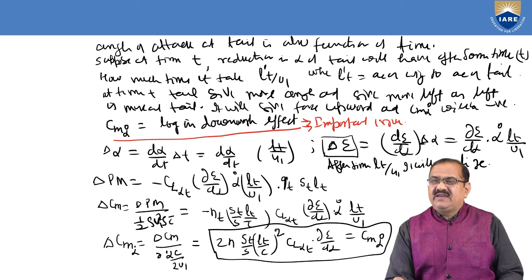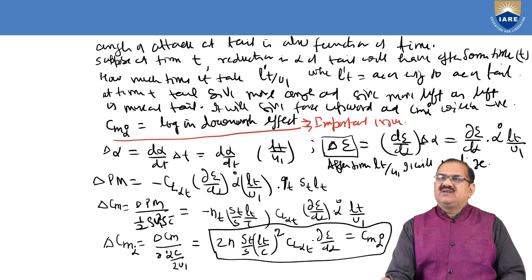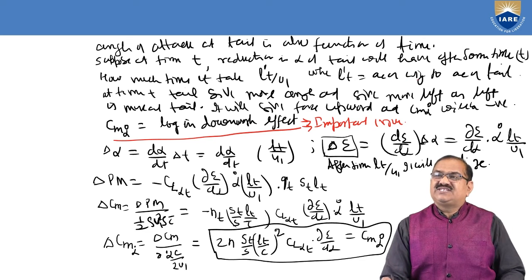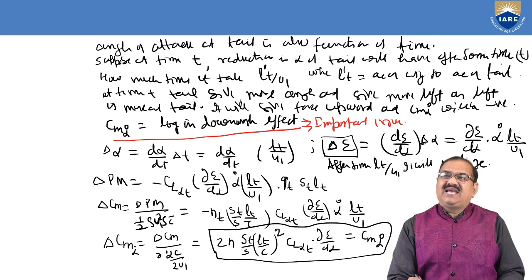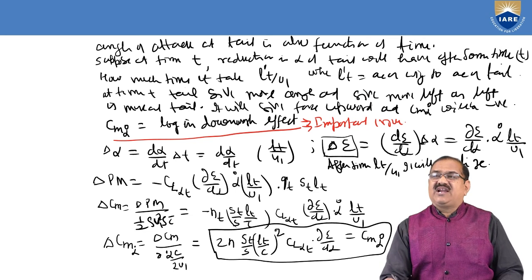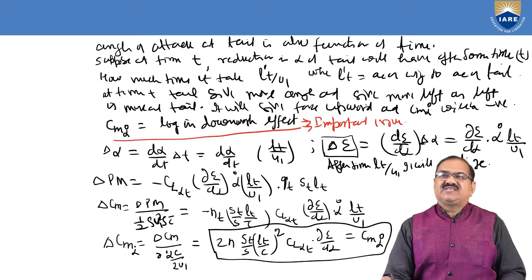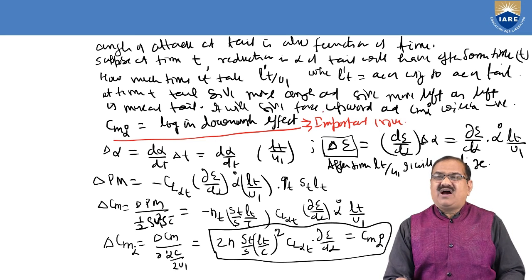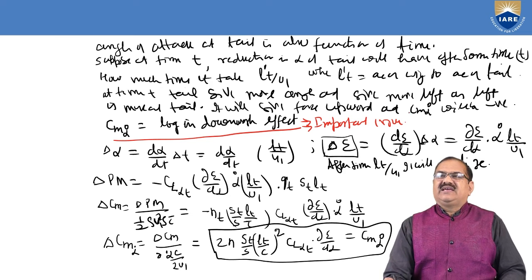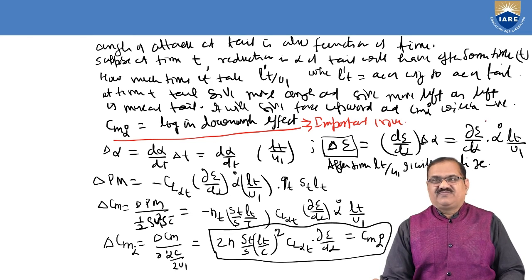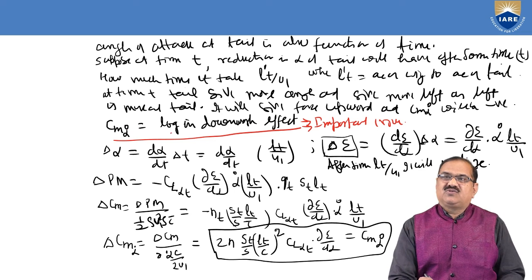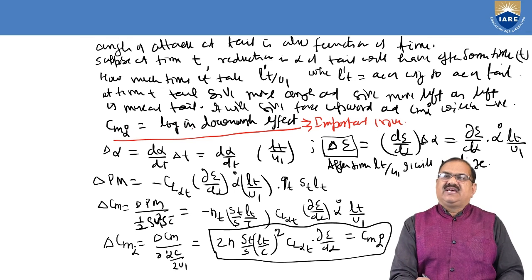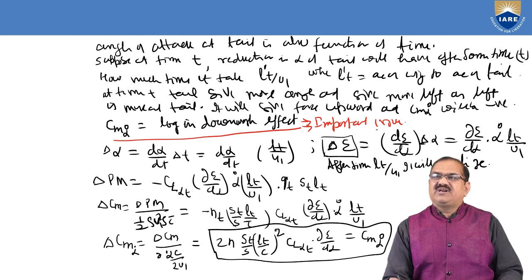So here L prime t is the distance from wing area to the tail at time t. Tail will give more angle of attack and give more lift, as lift is increased in the tail. It will give some upward, and Cm alpha will be negative. So this Cm alpha dot is due to the downwash effect. Okay, due to the downwash effect, it is important to understand.